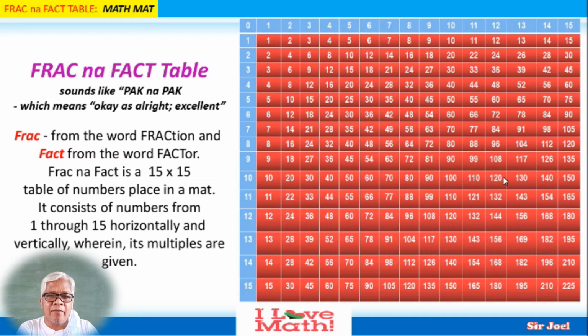Tingnan nyo yung numbers downward. Dun sa table or column 1, these are the multiples of 1. Column 2, multiples of 2, up to multiples of 15. Okay? So, if you are ready, umpisahan na natin ang pagdidiscuss ng simplifying fractions using Fract na Fact table.